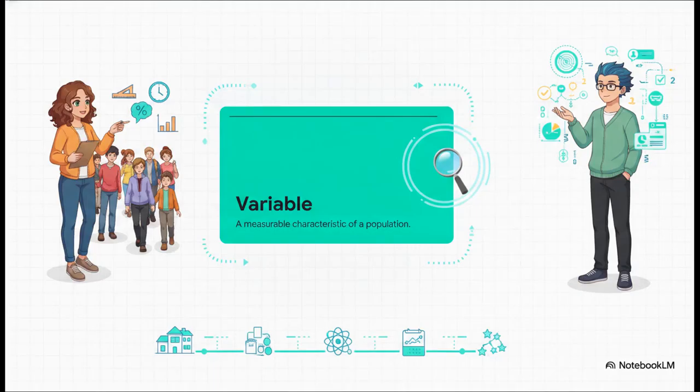Okay, before we get tangled up in heavy academic language, let's anchor ourselves with a simple, crystal-clear definition. A variable is a measurable characteristic of a population. That's it. Really. It's just a trait, a feature, or a quality that we can actually measure. If you can measure it across a group of people, objects, or events, boom, you've got yourself a variable.